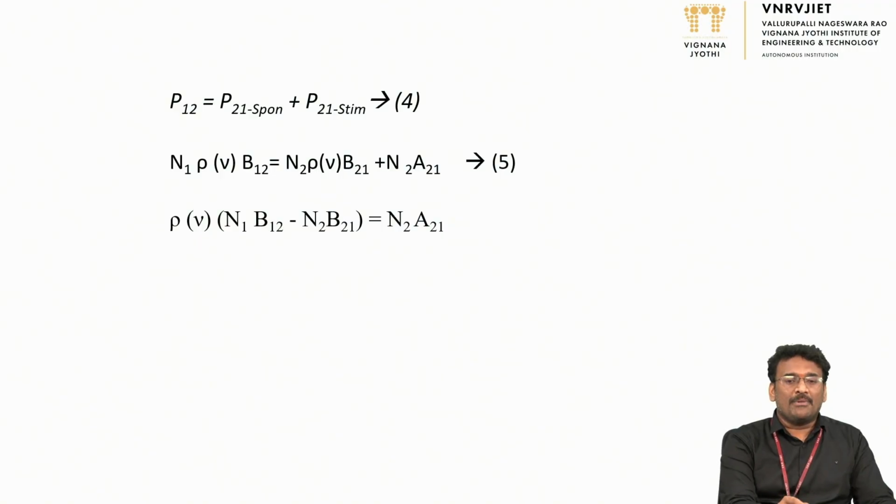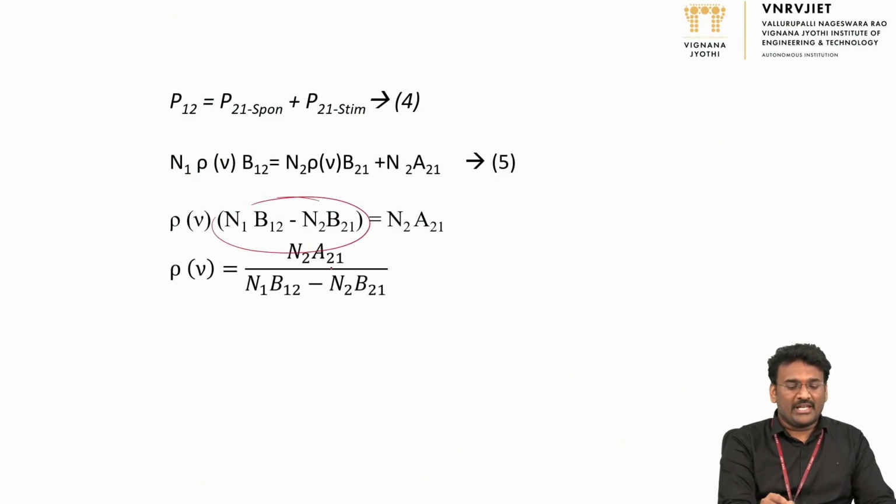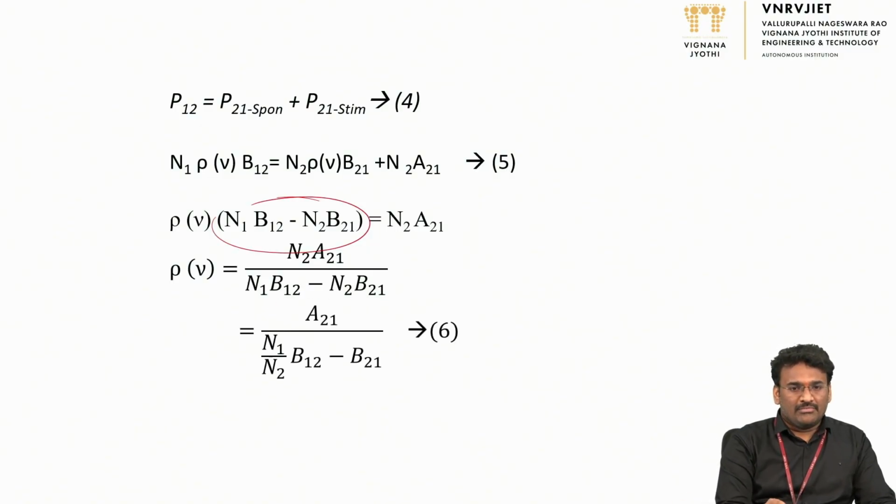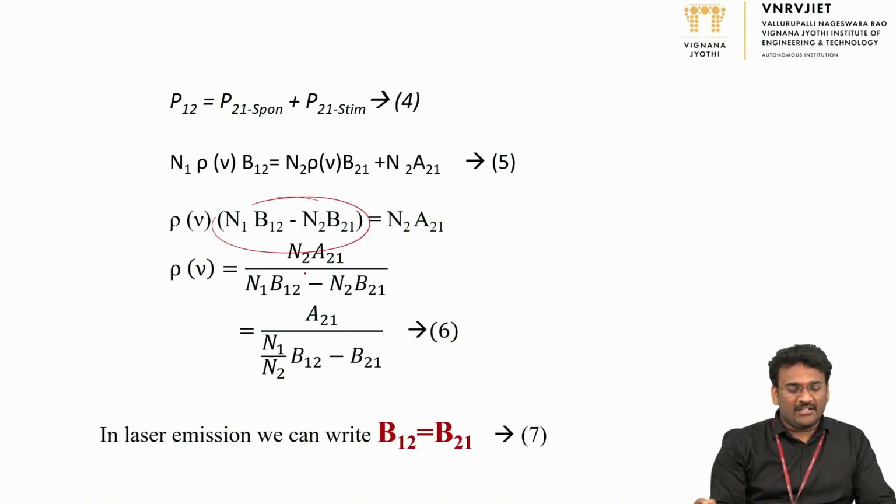Now take out rho v common. So by that we get N1 B12 minus N2 B21, and that is equal to N2 A21. Now take this entire term to the denominator here. So I can write this as N2 A21 by N1 B12 minus N2 B21. Now take out N2 common from this and cancel out with the numerator.